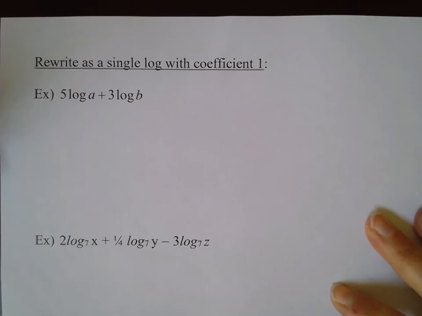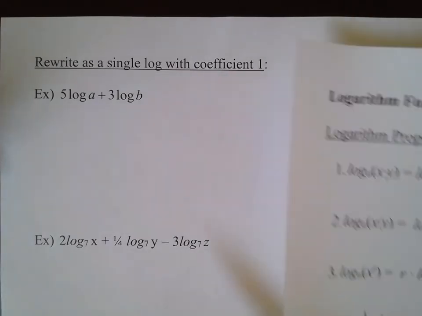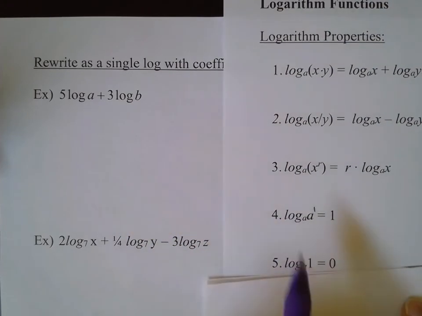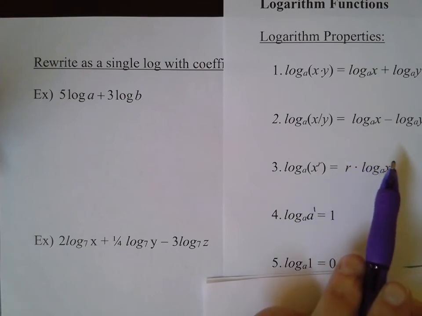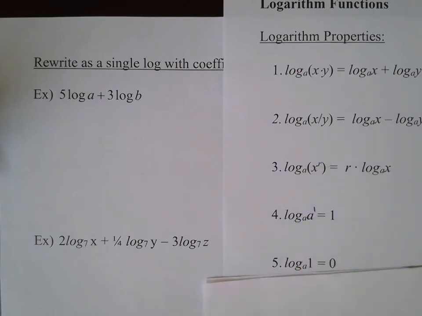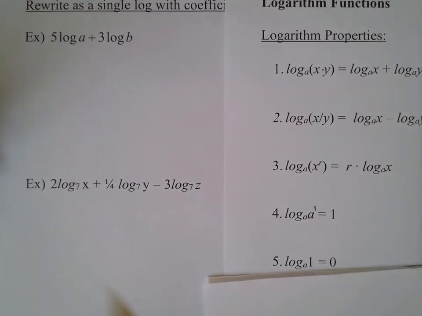Usually the directions say something like rewrite as a single log with coefficient 1. The coefficient 1 idea is sort of referring to property 3. So if I have any numbers out front of the logarithm, I want to bring them in as exponents so that I can further combine the logarithms I have. Okay, and so let's do these 2 examples.